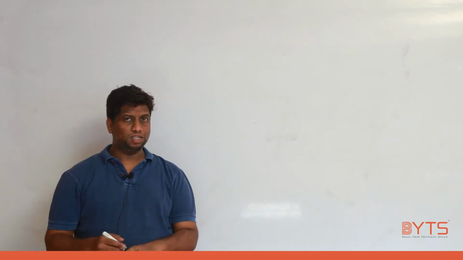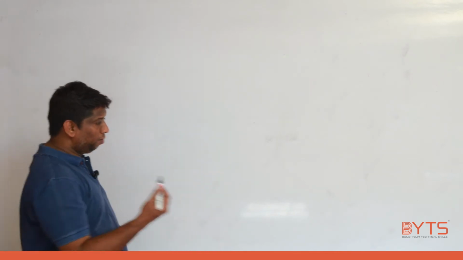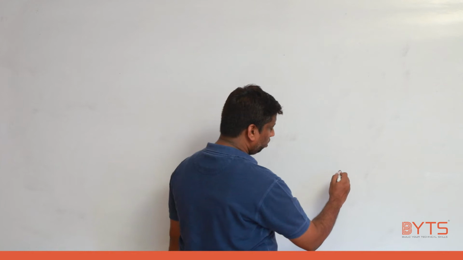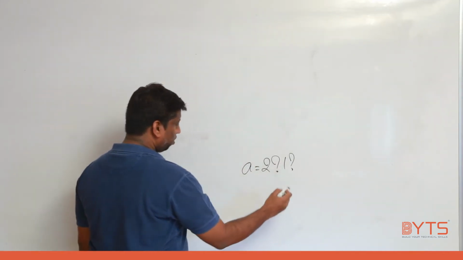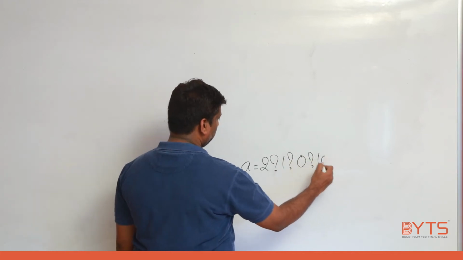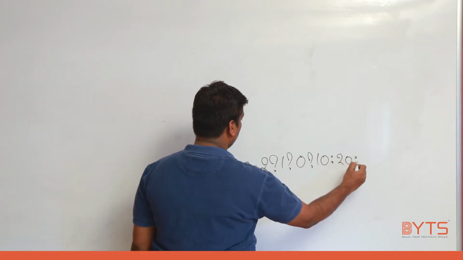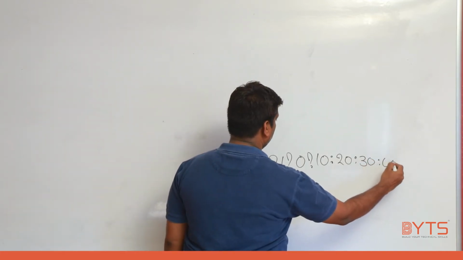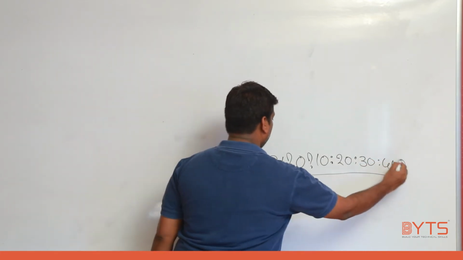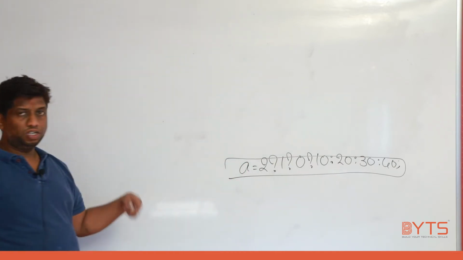Now I will give you an example. You take this as an assignment or task and do it anyhow. Let me give it here so that I will use the board. A is equal to 2 question mark 1 question mark 0 question mark 10 colon 20 colon 30 colon 40. You just take this example and try to solve this. Now I will explain the shortcut for you people.